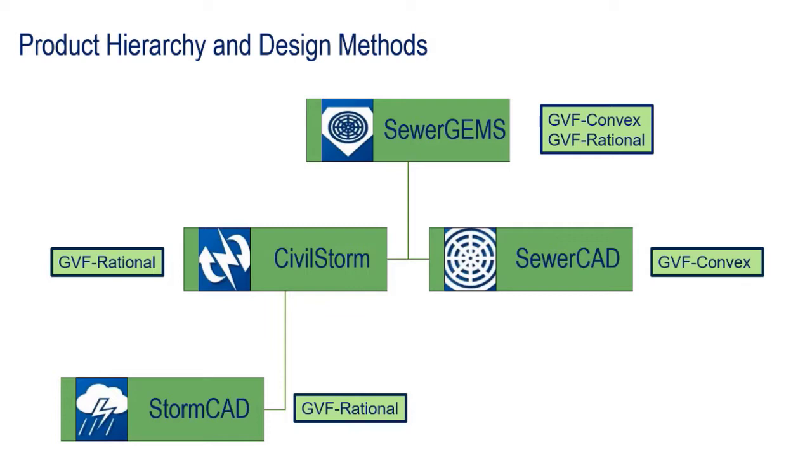Apart from these, there are two dynamic solvers, that is the implicit solver and the explicit swim solver, which are available in SewerGems and CivilStorm, but these cannot be used for designing sewer or storm conveyance system.